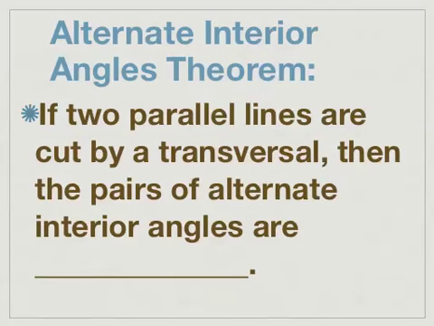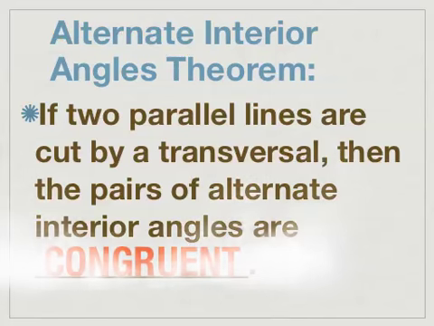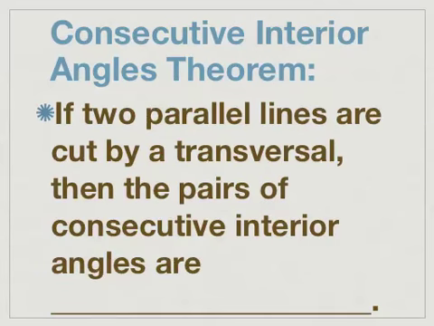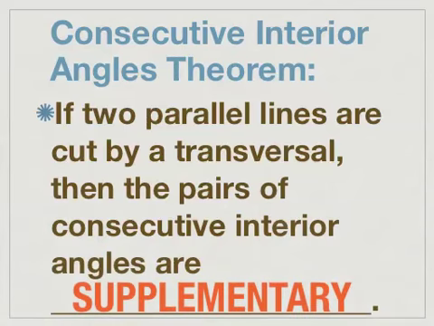The alternate interior angles theorem says if two parallel lines are cut by a transversal, then the pairs of alternate interior angles are congruent. The consecutive interior angles theorem says that if two parallel lines are cut by a transversal, then the pairs of consecutive interior angles are supplementary. Remember, consecutive interior angles are on the same side of the transversal and in between the two lines that are being cut. So if that is happening, then those two angles are supplementary.